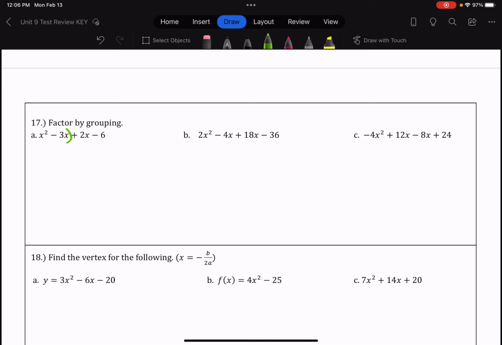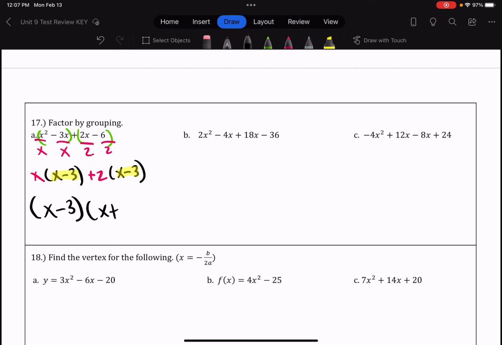So I can go ahead and group the first two terms and the last two terms. First two terms have a greatest common factor of x. If I factor that out, that leaves me with x minus 3. The last two terms have a greatest common factor of 2. So if I factor out a positive 2, that also leaves me with x minus 3. And those are the same thing. So my factored version here is x minus 3 multiplied by x plus 2.